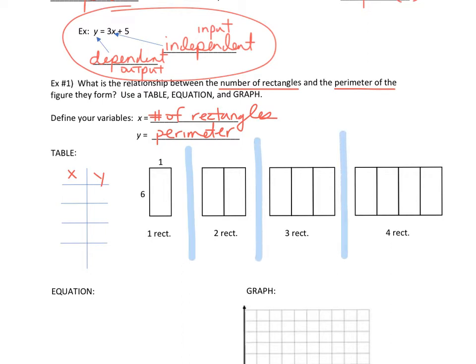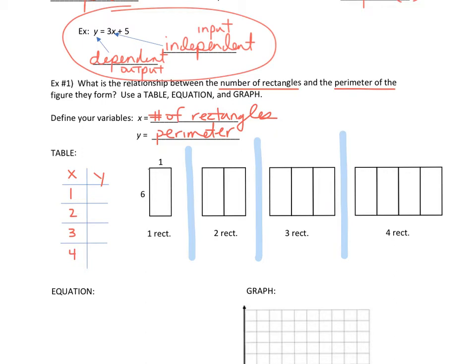Right? We have 1 rectangle. The next picture we have 2 rectangles. The next picture we have 3, and then 4. Okay? So that's going to be our values here: 1 rectangle, 2 rectangles, 3 rectangles, and 4 rectangles. What we're trying to figure out is what is the perimeter.